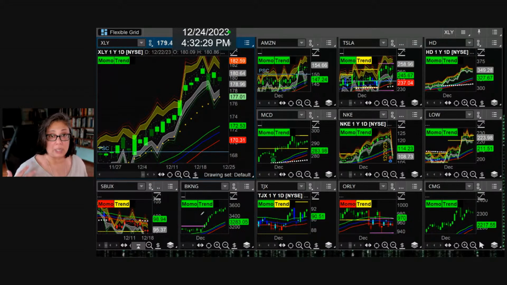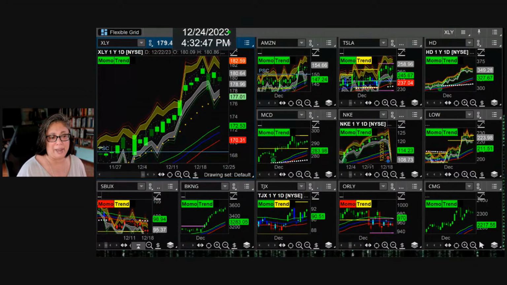So what don't I want to trade in consumer discretionary? I don't want to trade Tesla. Not that it can't go higher. A high tide does tend to lift all boats. But why would I want a boat with a potential broken bilge pump, right? For those of you that are boaters. I don't want to trade Starbucks. I don't want to trade TJ Maxx. I don't want to trade O'Reilly.